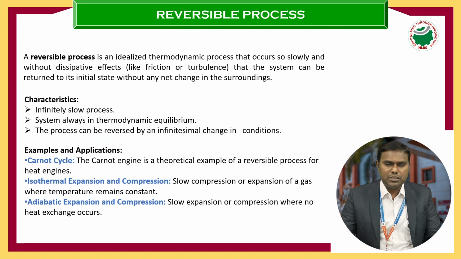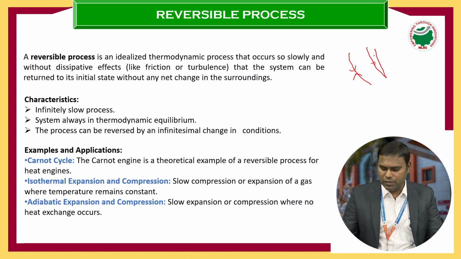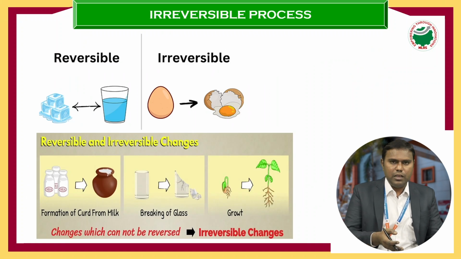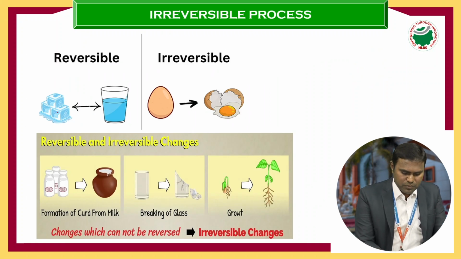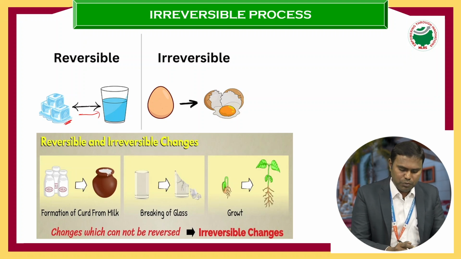Then coming to the reversible process and irreversible process. Reversible process means the forward path and reversed path of a system are the same, then it is called a reversible process. If the forward path and reversed path of a system are not the same, then it is called an irreversible process. I'll explain with the help of real life examples. In this example, I am taking 3 ice cubes. If I melt the ice cubes, then the ice converts into water. Then in the reversed process, if I freeze the water, I will get the ice cubes again. This is called a reversible process.